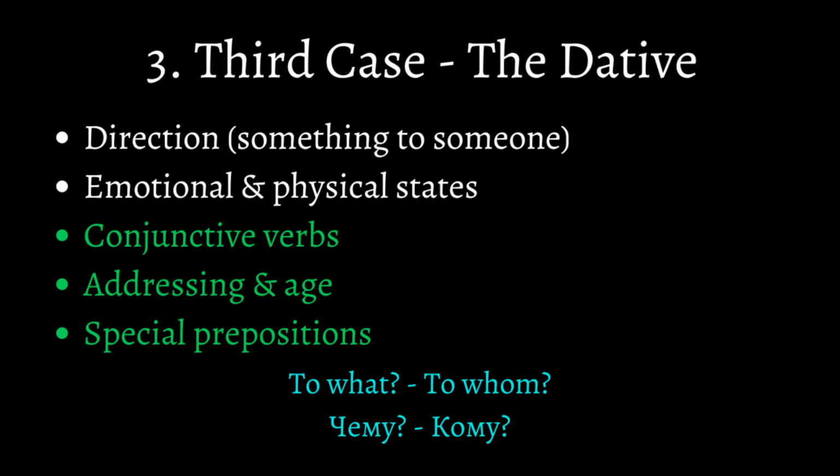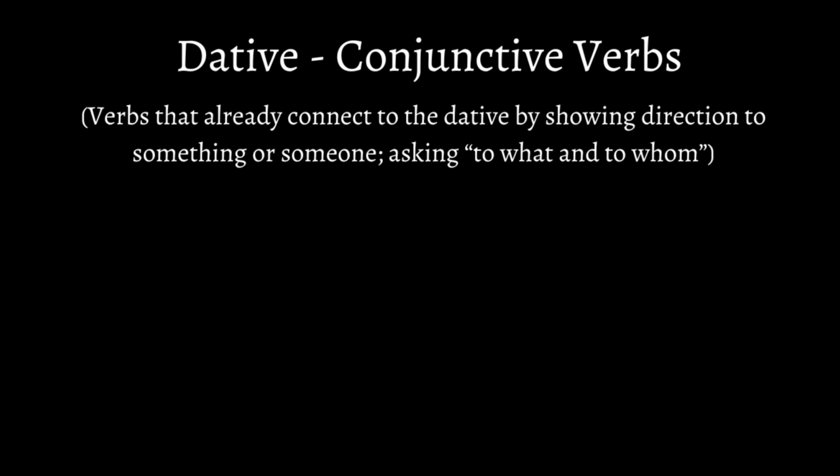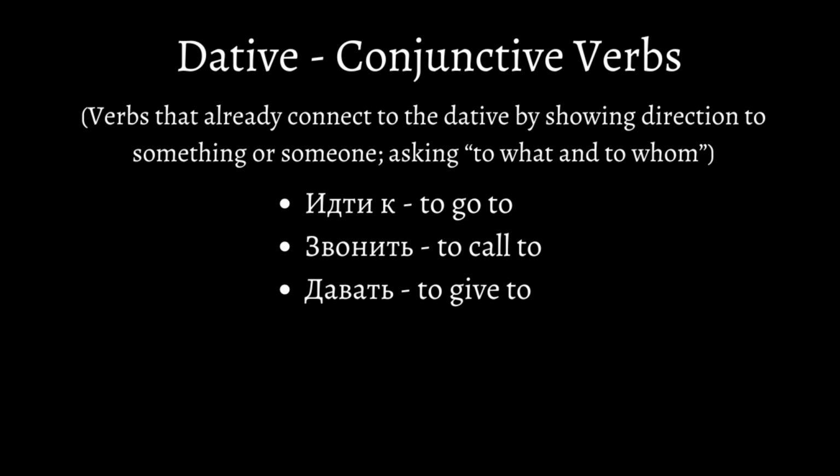Essentially, emotional and physical states are not the only function of the dative. There are conjunctive verbs, addressing, age, and special prepositions. Let's continue with conjunctive verbs. Conjunctive verbs in Russian are verbs that already connect to the dative by showing direction to something or someone, again by asking to what and to whom. Of course, I will not list every verb that there is, but common ones are идти к, to go to, звонить, to call to, and давать, to give to.